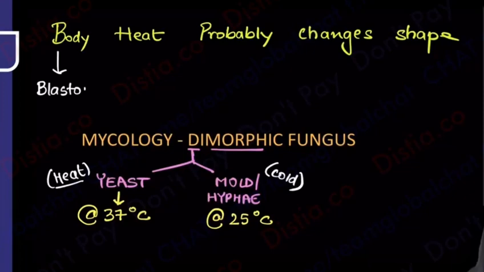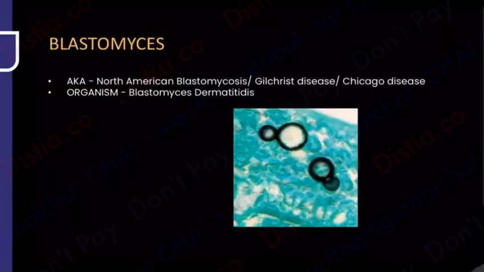So the first one is going to be blastomyces. So blastomyces or blastomycosis, that is going to be the B, and let me show you the classical photo. You see it once, you're never going to forget it. So remember, when I say blastomyces or blastomycosis, it is caused by the same organism, that is Blastomyces dermatitidis. That is the name of the organism.